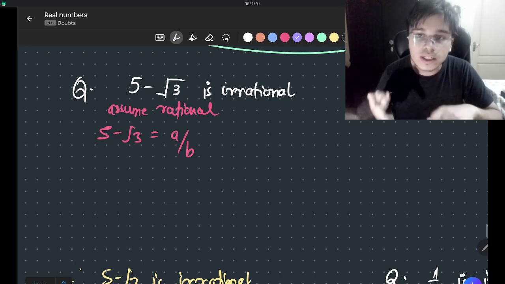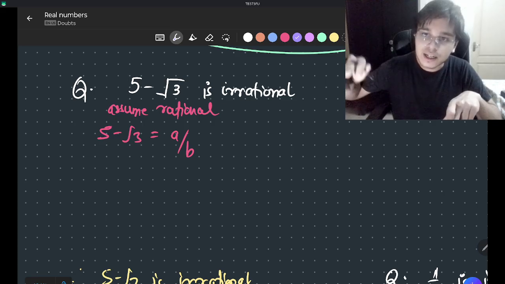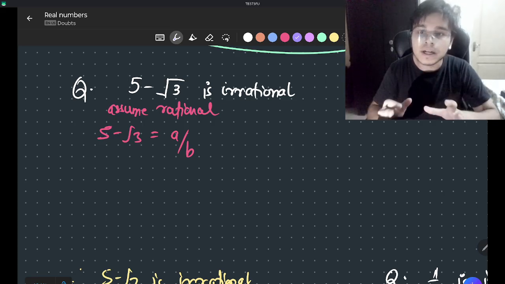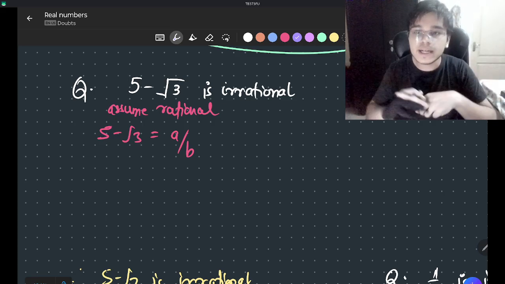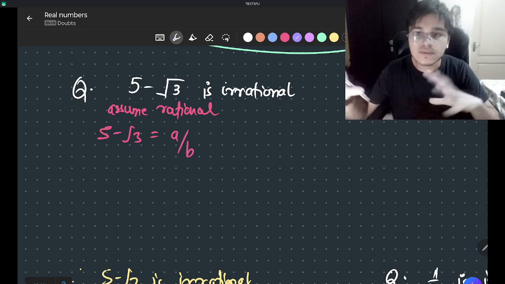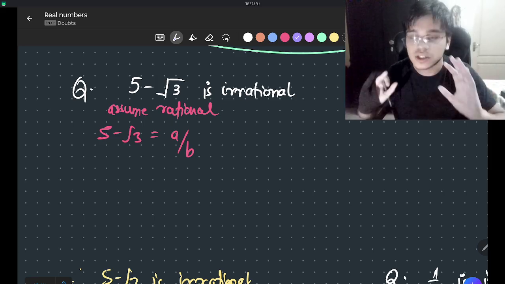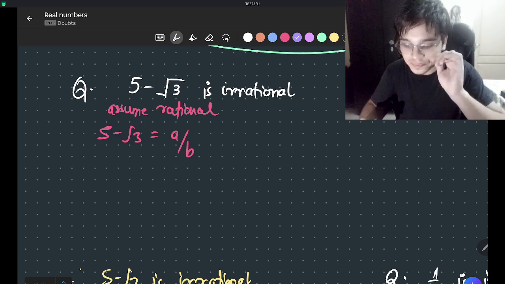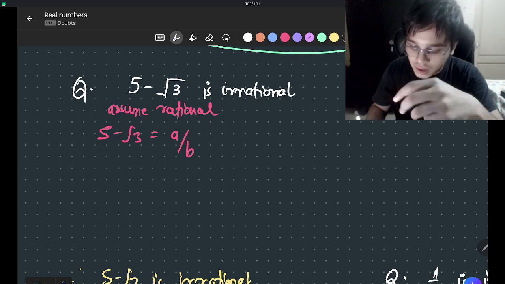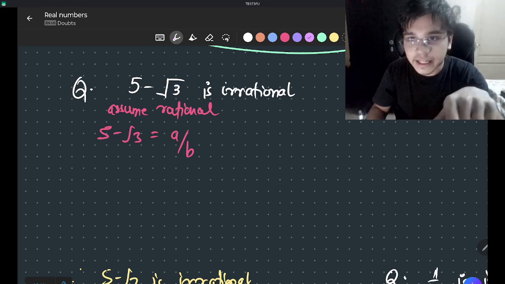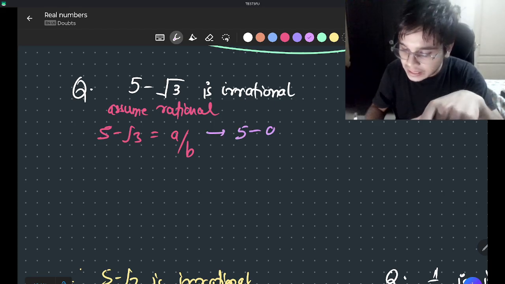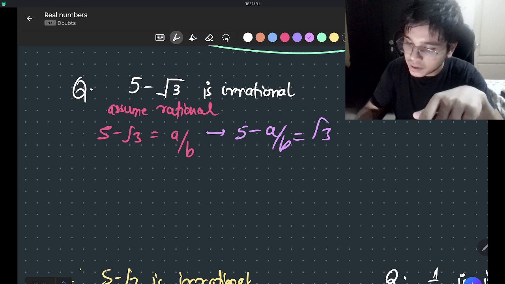What we are trying to do in this question is isolating the irrational and then grouping together rational terms and equating both and saying that one side is rational, one side is irrational. So both can't be true, our initial assumption is wrong. That's the approach that we are trying to use in this question. So I'm going to take the root 3 to that side and bring a by b here. 5 minus a by b equal to root 3.